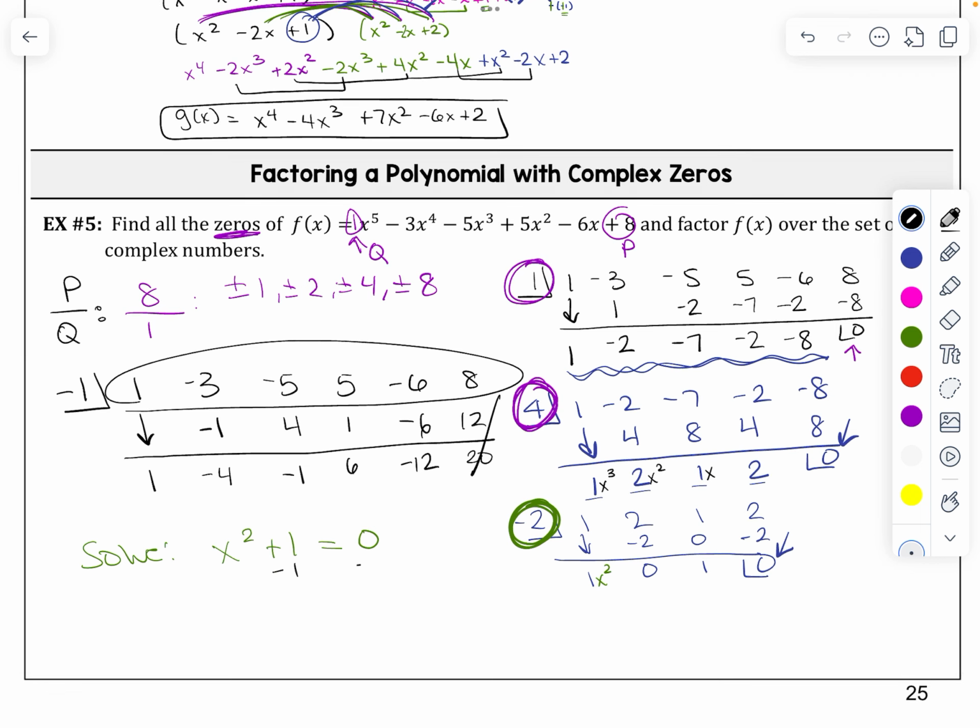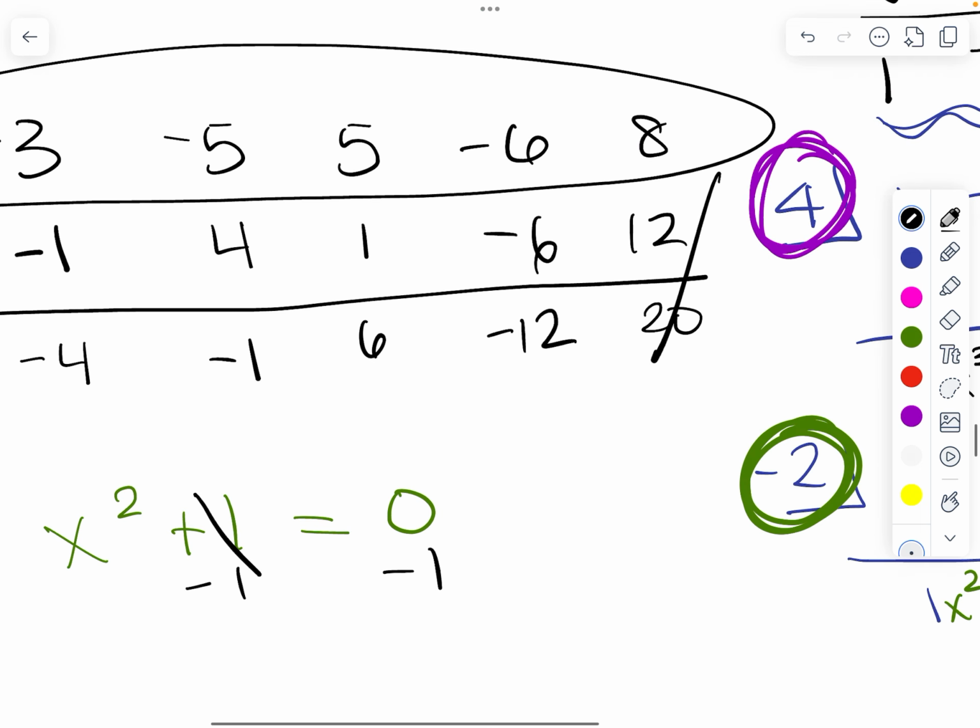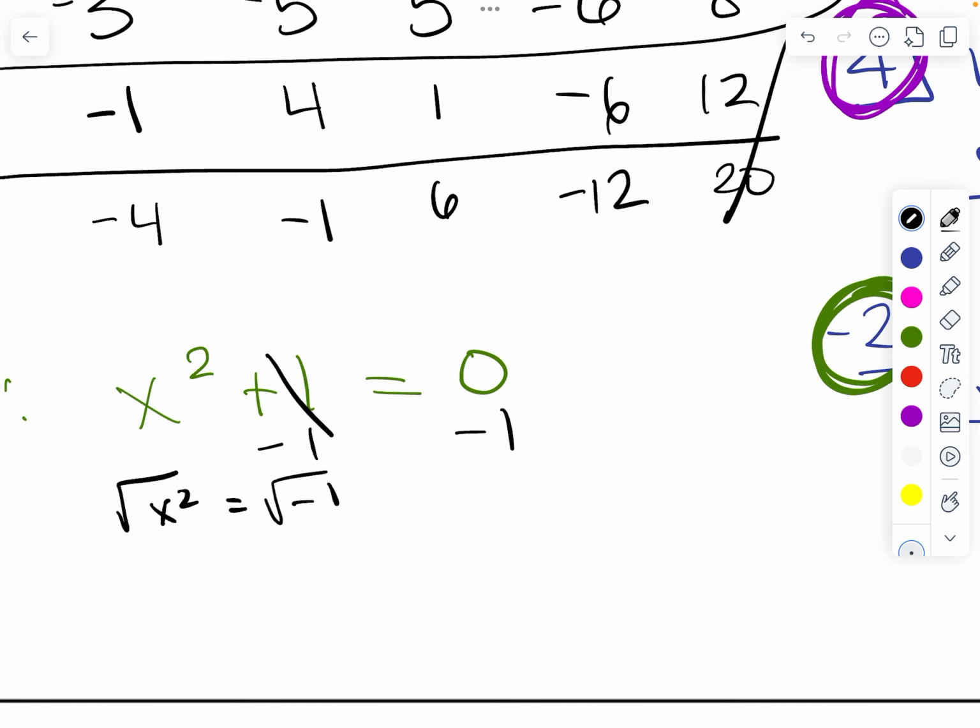Because this is a quadratic, I can solve this directly. There's no x term, so I can actually subtract 1 from both sides. And I've got x squared equals -1. When I take the square root of both sides, it's plus or minus. So I get x equals plus or minus the square root of -1, which is just i.